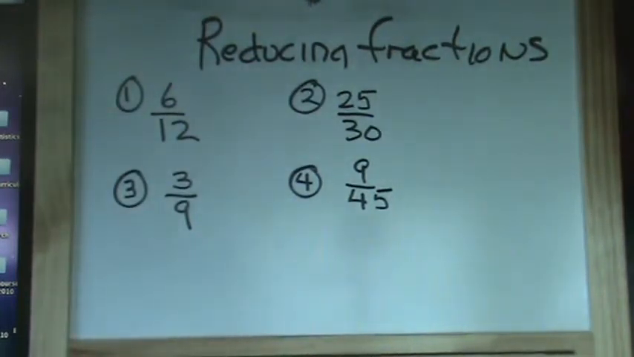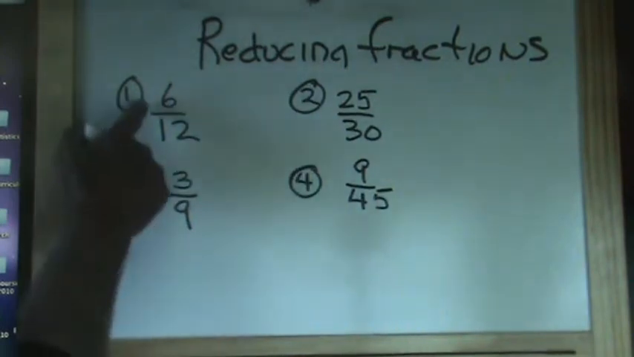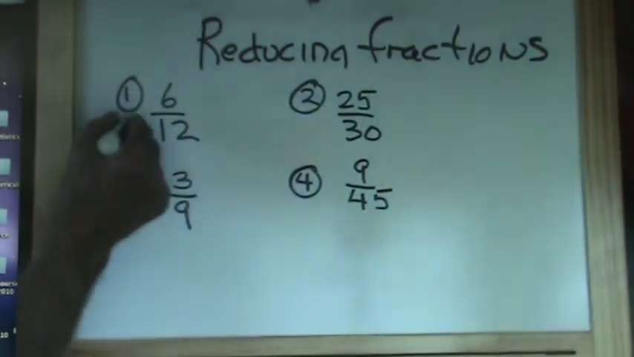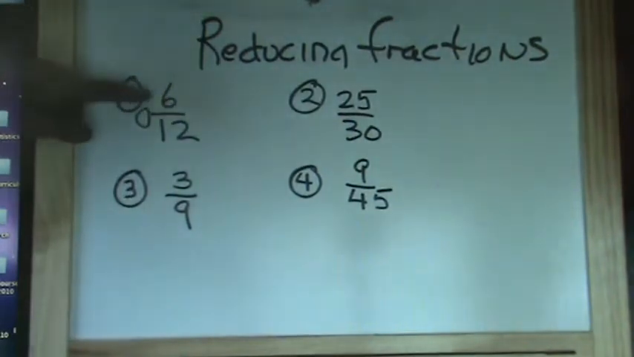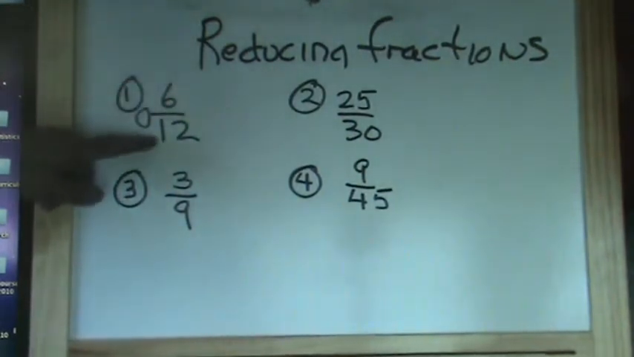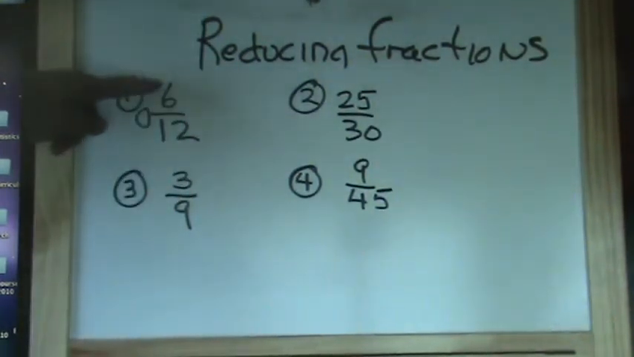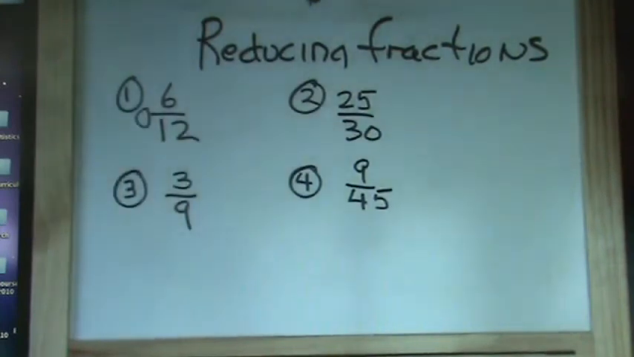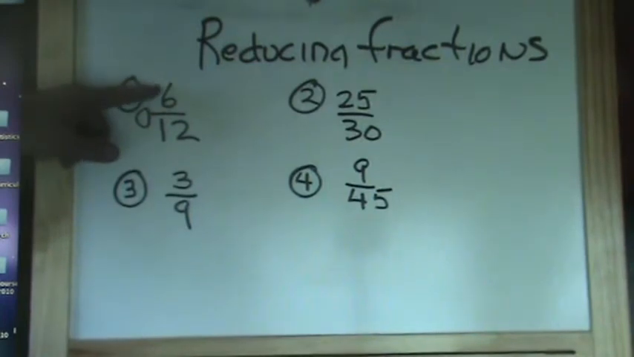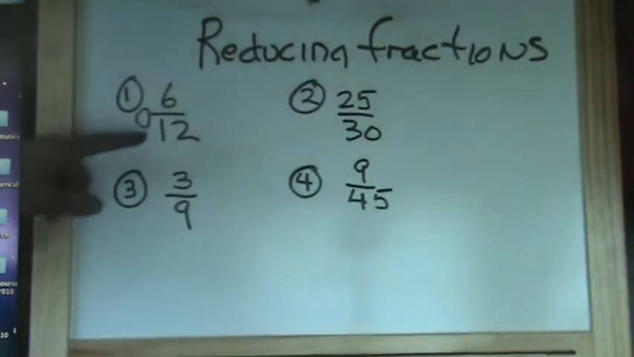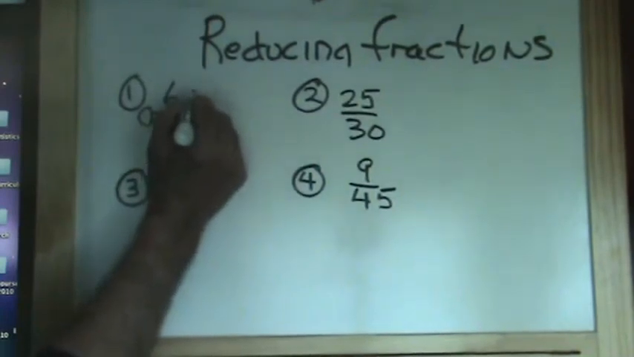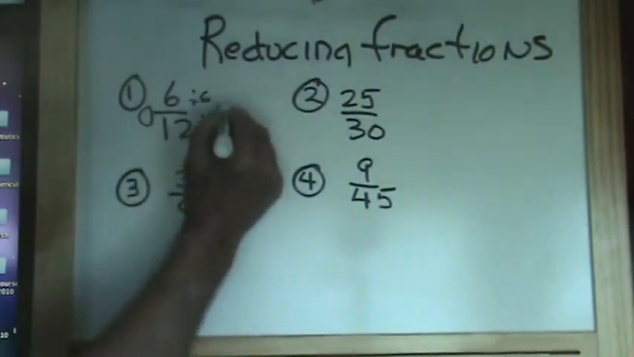All right. Well, now let's take a look at 6/12. Is there a number that will go evenly into 6, and the same number will go evenly into 12? Well, yes, there is. First of all, the number 3 will go evenly into 6, and the number 3 will go evenly into 12. But I want the biggest number that will go evenly into both of them, and 6 will go into 6. It'll go into itself one time, and 6 will go into 12. So we divide by 6 and divide by 6.